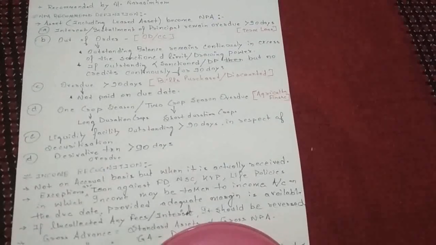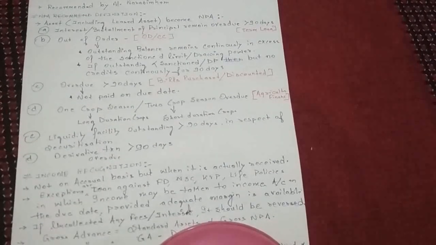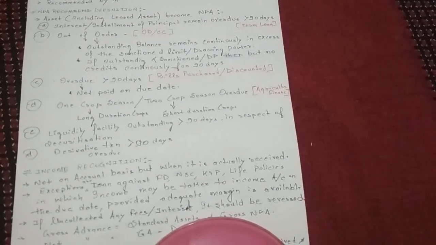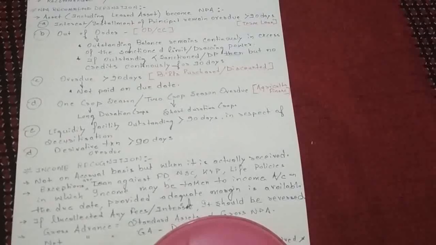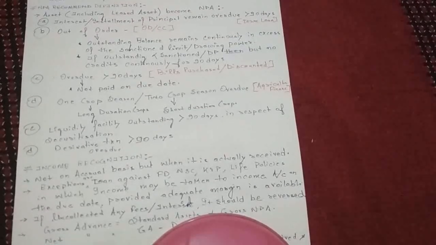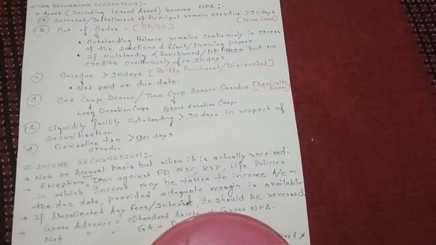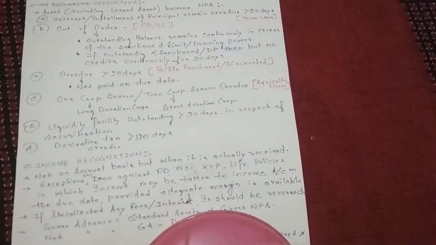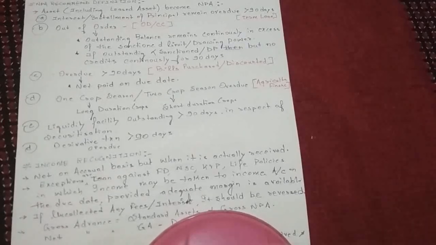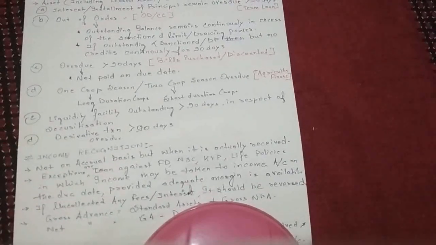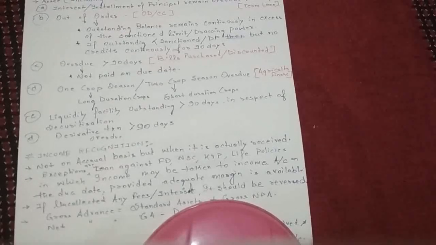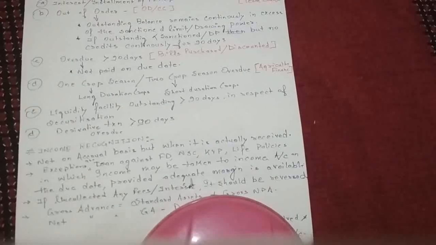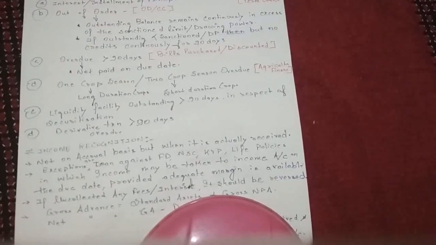Next, the crop loans, agriculture finances, the NPA definition is different. For the long duration crop, if it's unpaid for more than one crop season, then it becomes NPA, and for the short duration crop, if it's unpaid for two crop seasons, then it becomes NPA. Also, liquidity facility outstanding greater than 90 days in respect of securitization. Let's say some assets got securitized, then the amount should come within 90 days, otherwise it will become NPA.